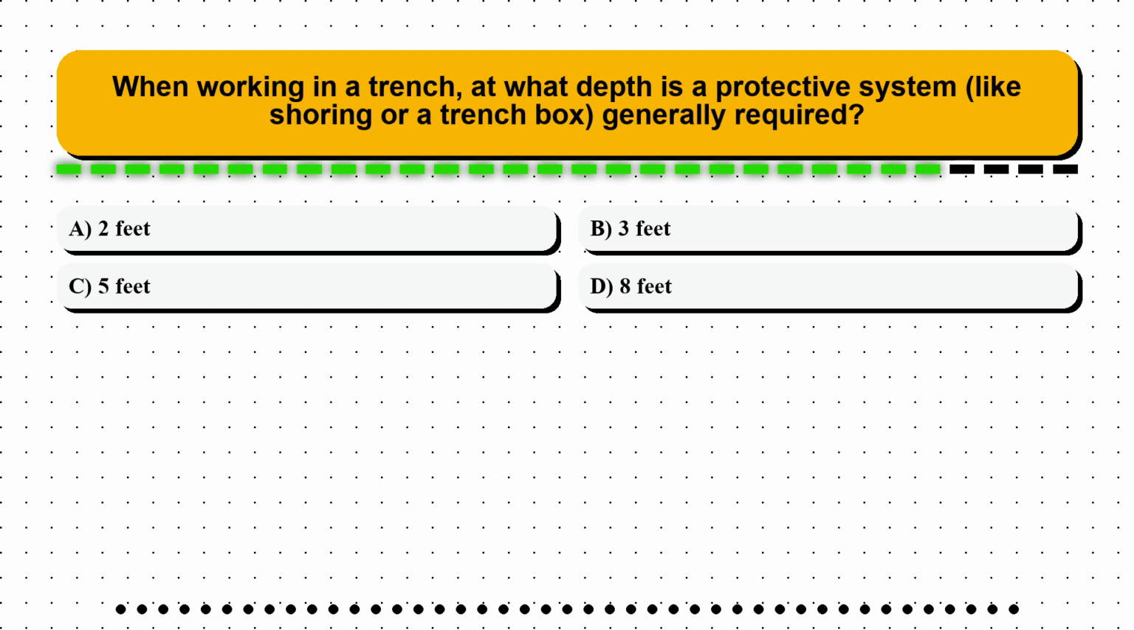Question 38. When working in a trench, at what depth is a protective system, like shoring or a trench box, generally required? Option A, 2 feet. Option B, 3 feet. Option C, 5 feet. Option D, 8 feet.